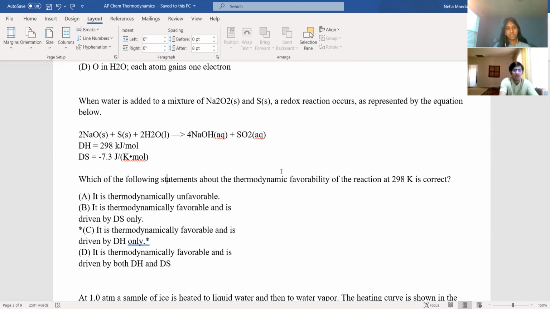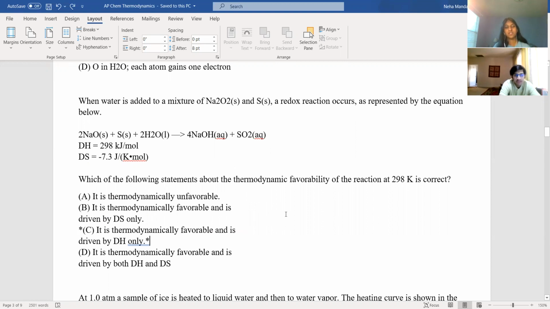So 298 minus 298, H minus T. Is there a typo in this one too? I don't understand. This would only make sense if it was supposed to be negative 298. Yeah, if that was negative, that could make sense. Oh, it tells us. I assumed it's C because they put asterisks.